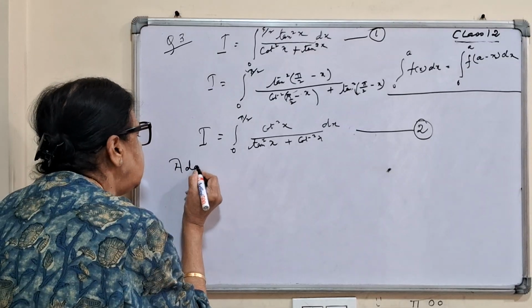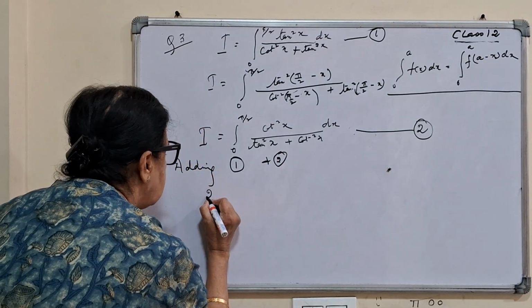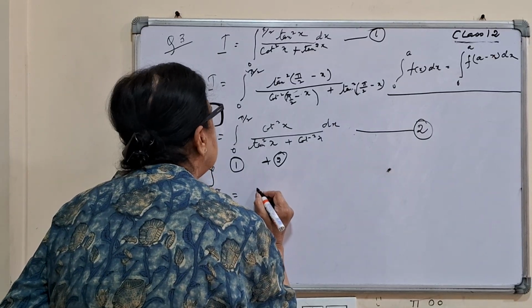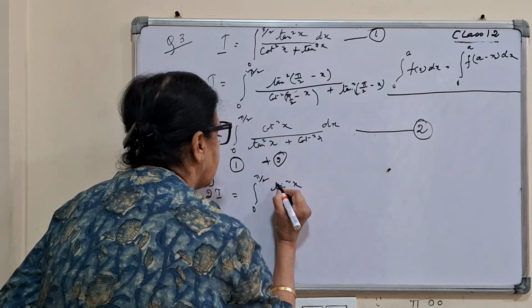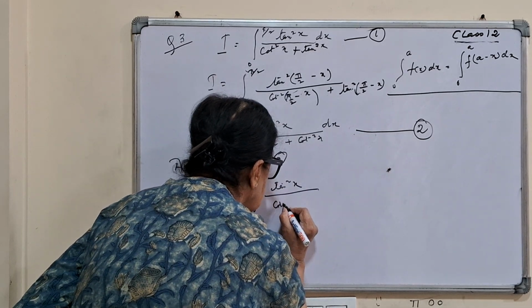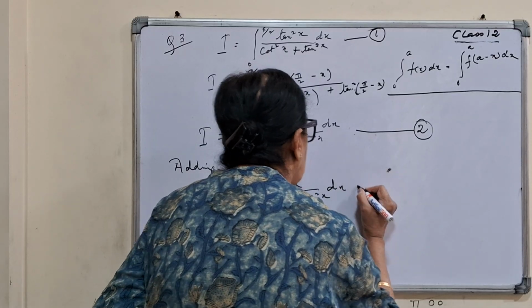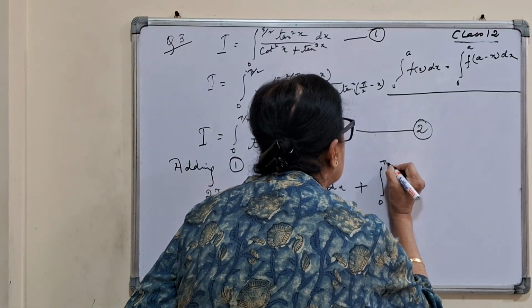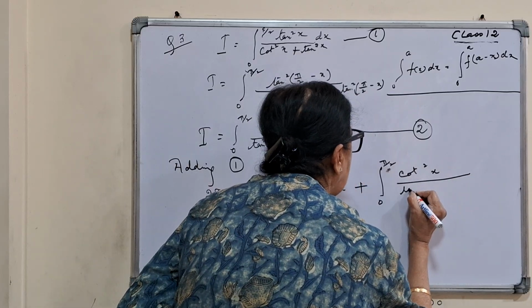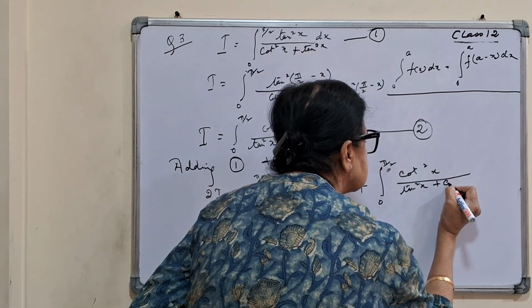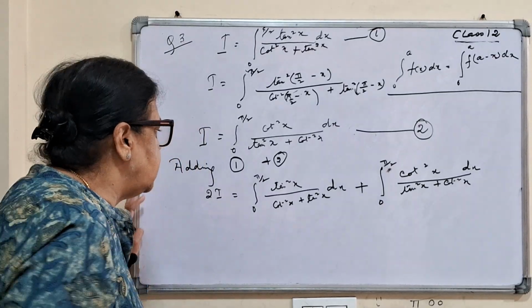Adding 1 and 2, what do we get? That is 2I is equal to the integral from 0 to pi by 2 of tan square x divided by (cot square x plus tan square x) dx, plus the integral from 0 to pi by 2 of cot square x divided by (tan square x plus cot square x) dx.